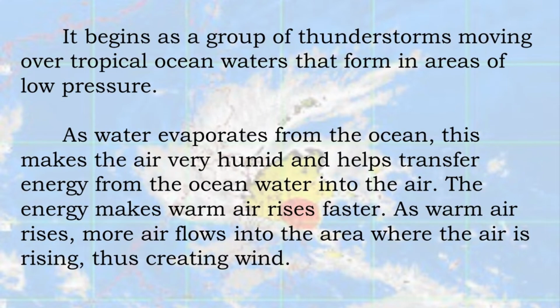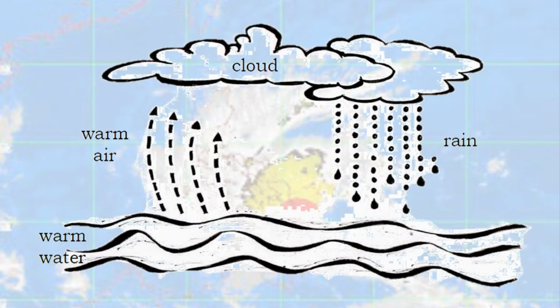It begins as a group of thunderstorms moving over tropical ocean waters that form in areas of low pressure. As water evaporates from the ocean, this makes the air very humid and helps transfer energy from the ocean water into the air. The energy makes warm air rise faster. As warm air rises, more air flows into the area where the air is rising, thus creating wind, cloud, rain, warm air, warm water.